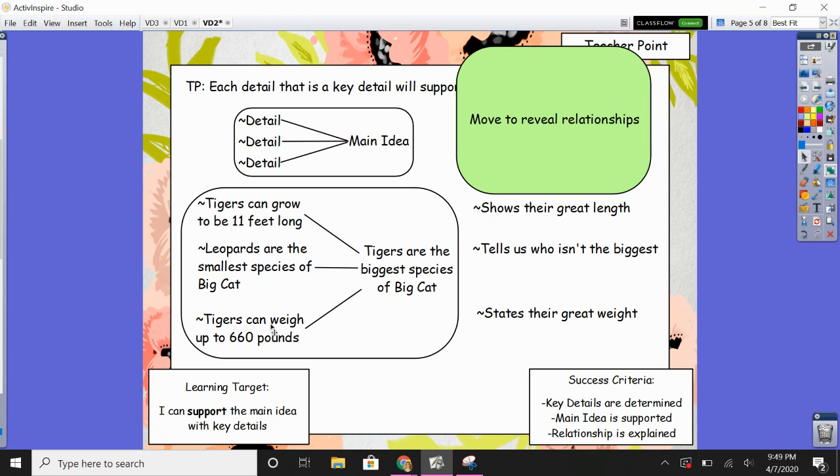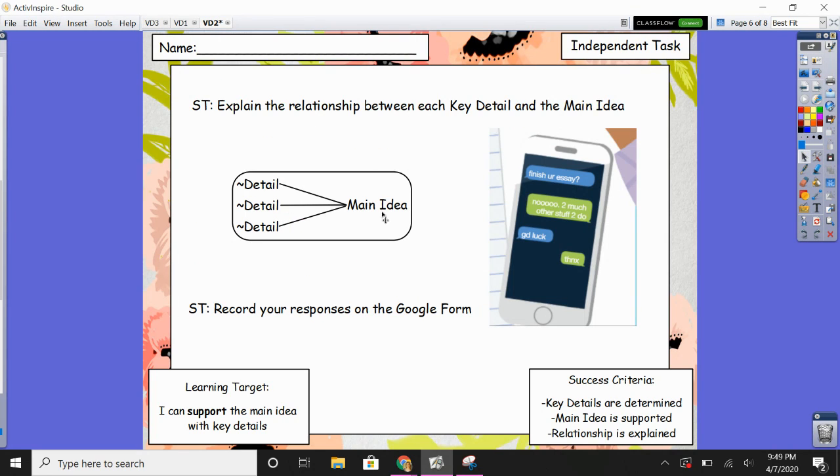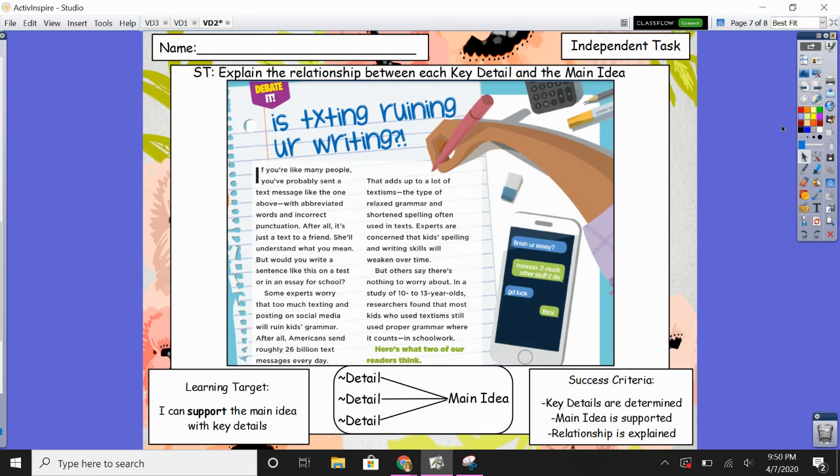So each of these has something to do with the main idea about how they're the biggest species of big cat. So when you are connecting yours on that Google form, I want you to be thinking about each detail and making sure that it has that relationship to the main idea. How can you connect the two like it's shown here? So use this article, reread if you need to, and think about the different details that I'm going to give you and how they connect to that main idea.